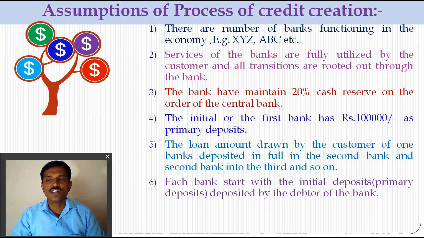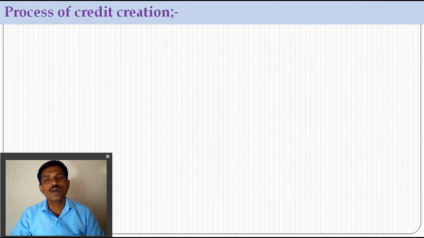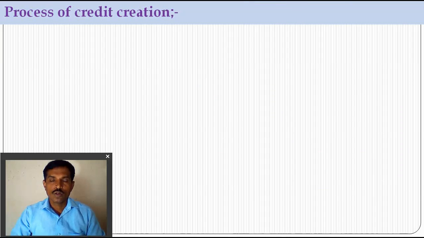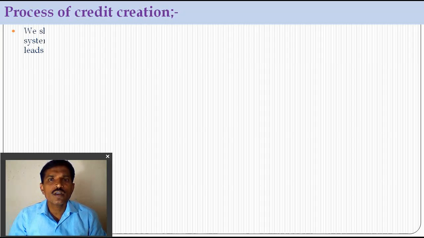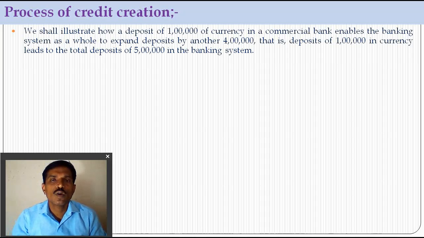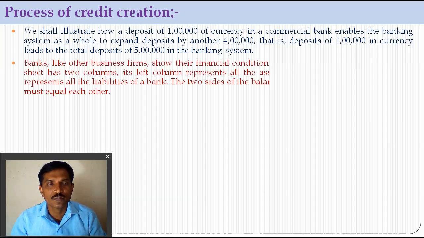Each bank starts with the initial or primary deposit, and deposits by the debtors of the bank. So how is the multiple of money created by these banks through their function? We look here at the process of credit creation. Here we shall illustrate that 1 lakh rupees deposited by one customer will be expanded by the banking system, creating 5 lakh rupees in the banking system through their functions.